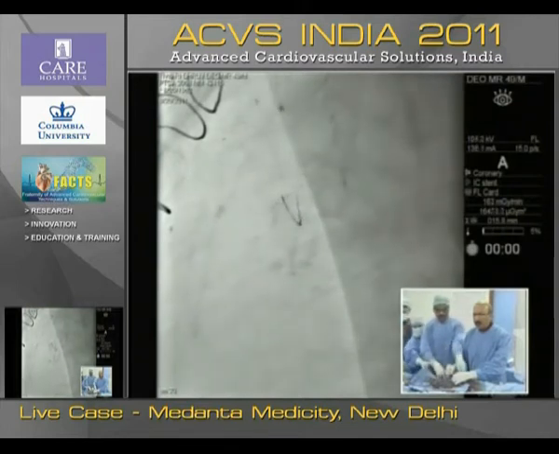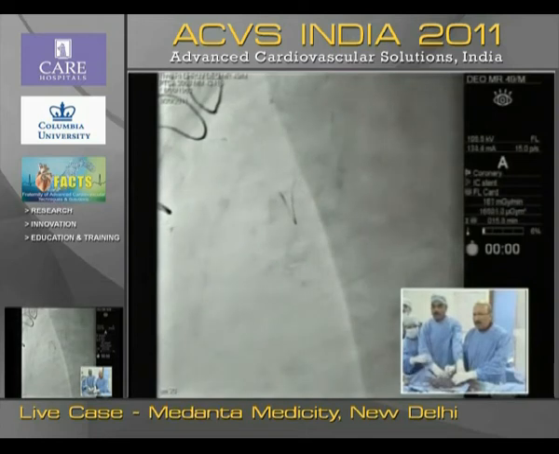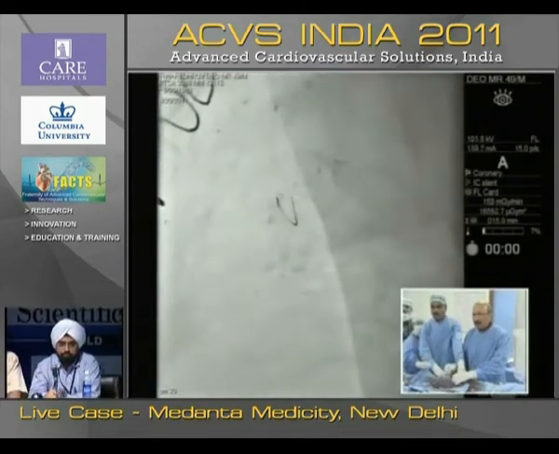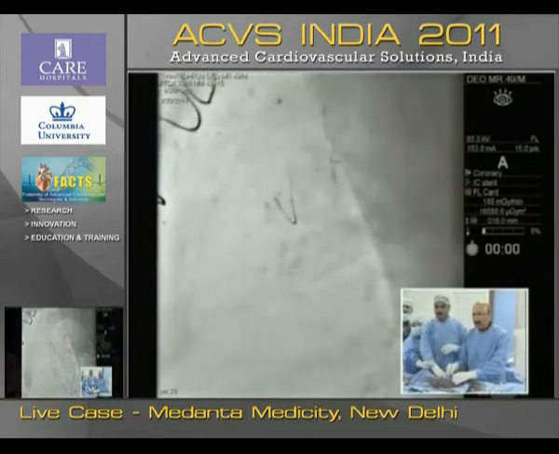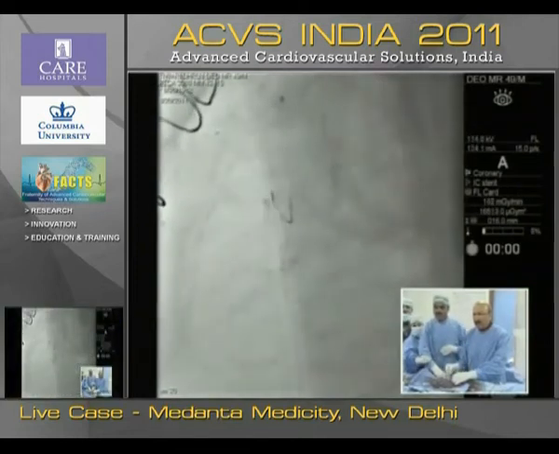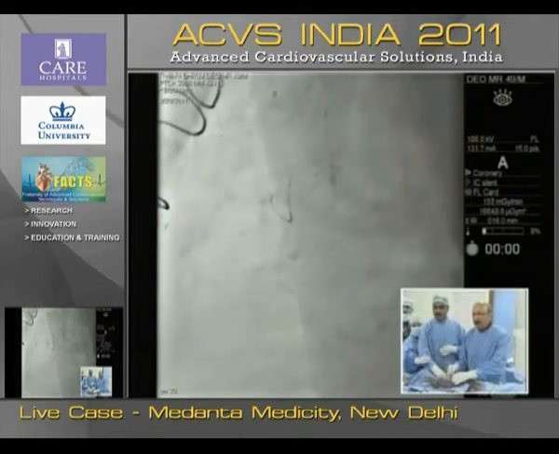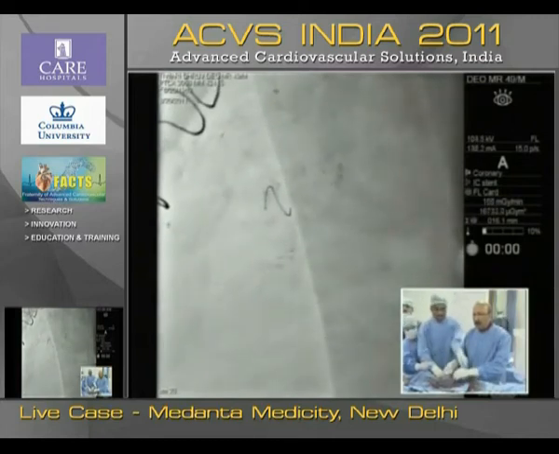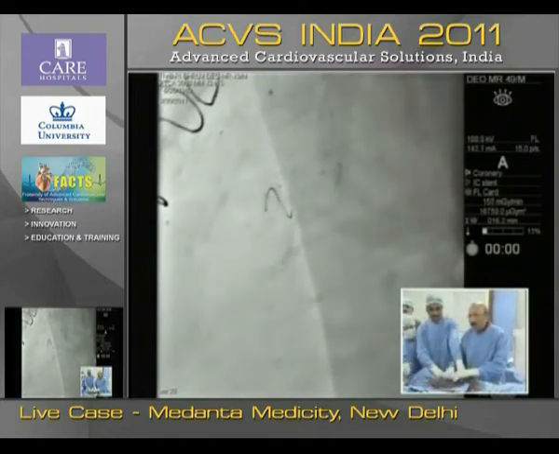Would you like to use balloon support or something, a microcatheter? Yes, we will. But the problem is, as soon as I take some support, the whole artery will become straightened. So I don't want to straighten the whole segment too early in this procedure.